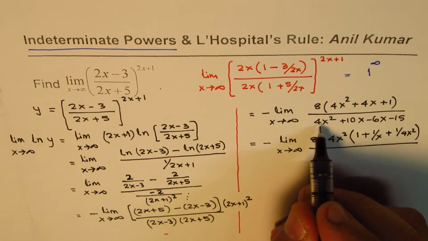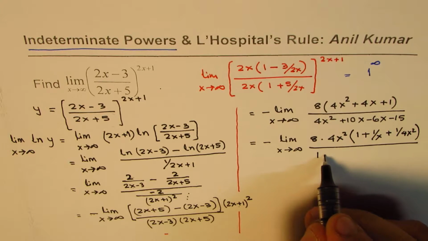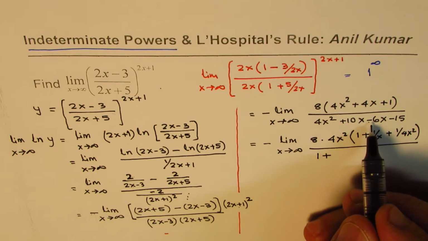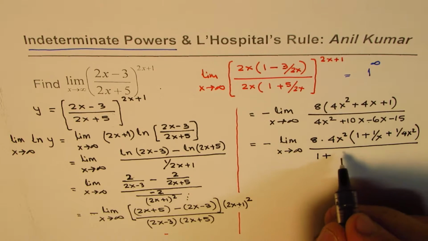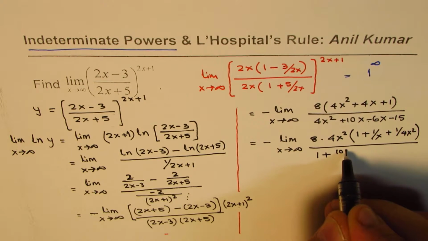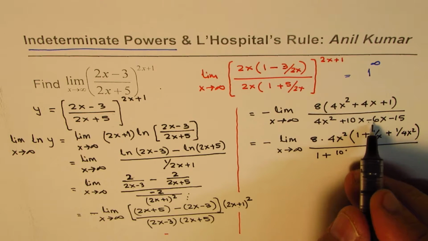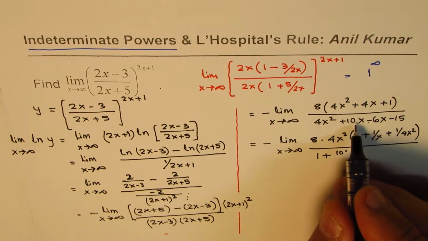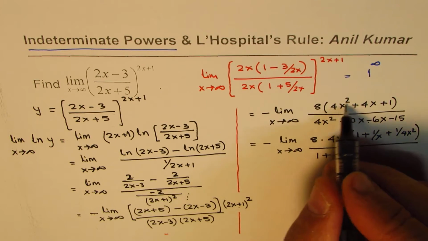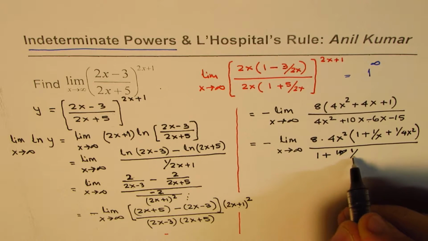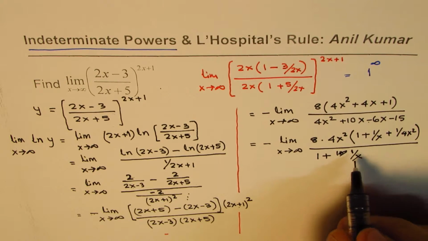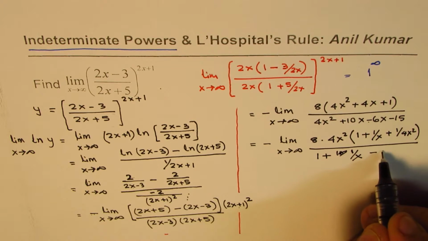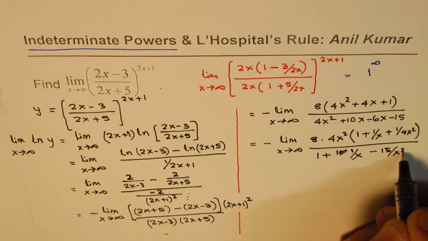Dividing by 4x squared, you get 1 plus, this is 10 minus 6, which is 4, so this is 4x. So dividing by 4x squared gives me 1 over x. Is it okay? Because 4 divided by 4 is 1. And here we get minus 15 over x squared.